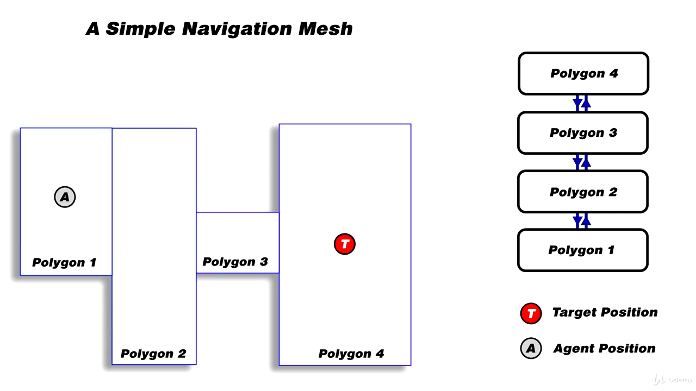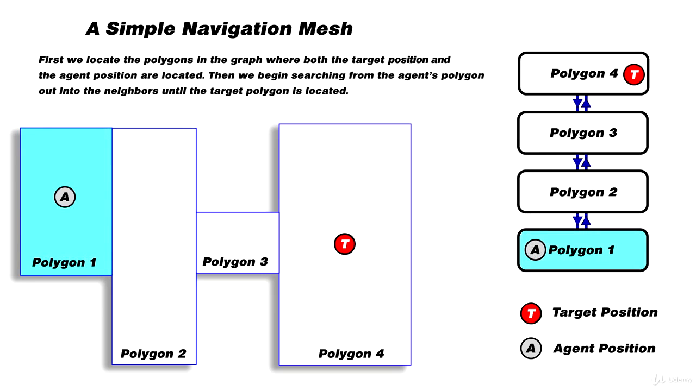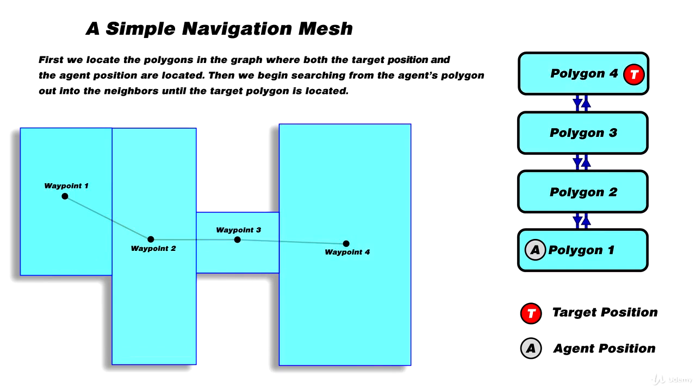Now, in the somewhat simplified diagram of the mesh that you can see on the screen, we can see that when represented as a graph, we know how the polygons are connected to each other. For example, if we know the polygon that one of our agents is currently standing on, we can find that node in the graph easily. We can then search out through its neighboring polygons, and then their neighboring polygons, and then their neighbors, and so on, until the target polygon is located.